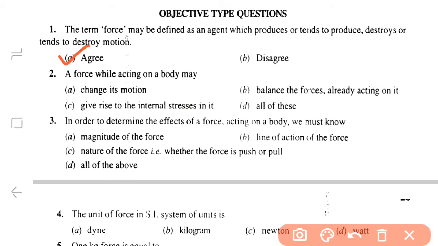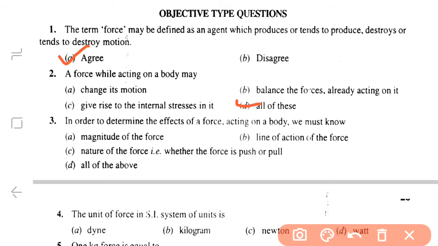Next question is, a force while acting on a body may first A is change its position, B is balance the forces already acting on it, C is give rise to the internal stresses in it, D is all of these. Here option D is the correct option for this question.